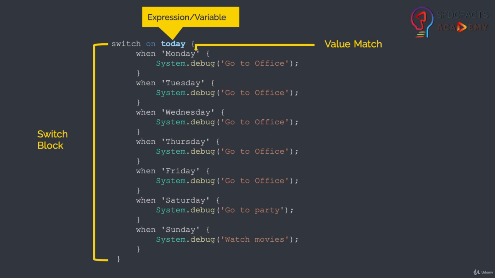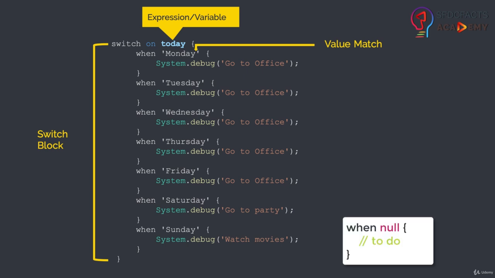Each when statement will have at least a value to match with the expression. All the when statements should have unique values. So you cannot write when Monday twice. Every time you need to compare it with a different value. And you can also compare your expression or variable with a null value. So if you write when null, that's an acceptable statement.